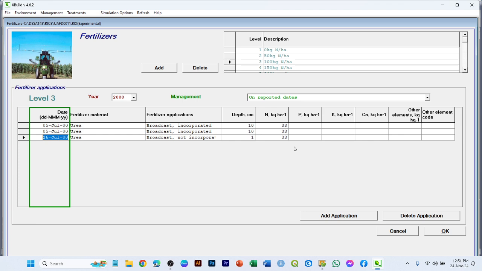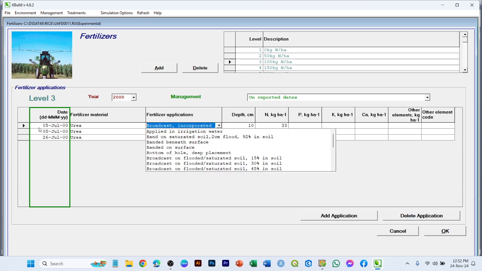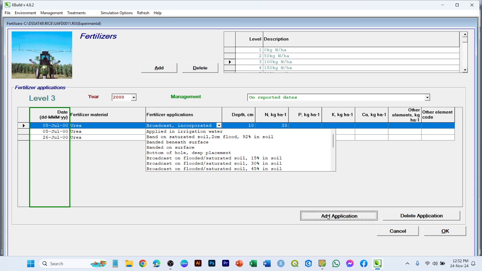And fertilizer applied during land preparation, it depends. So where should we put that? Is there any option? Yes, you can create it. You can create the first one, add application. You can change the date. You can write over here. Not any initial condition. Initial condition is the different one.